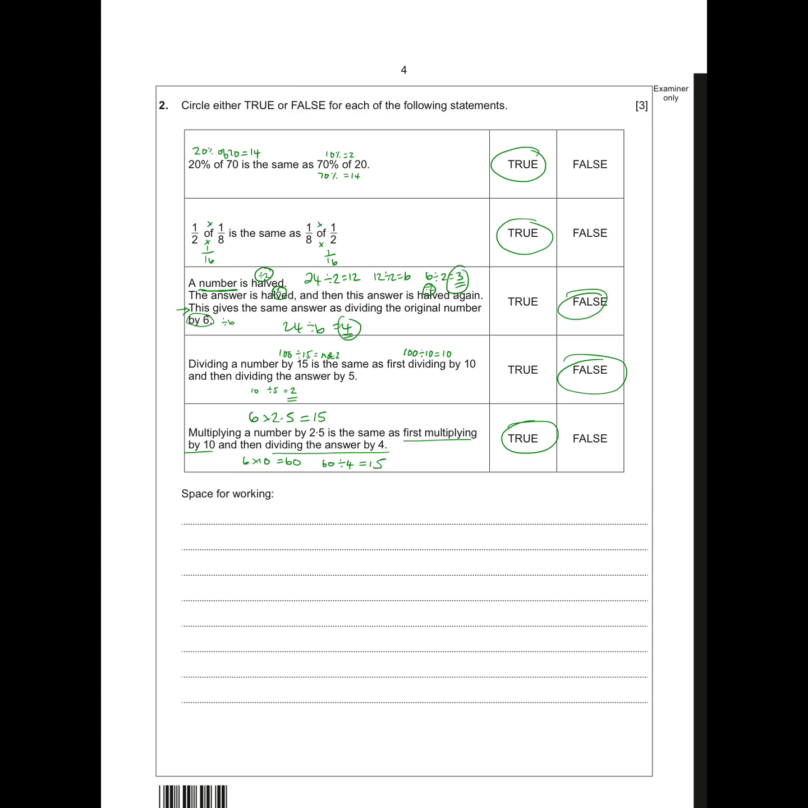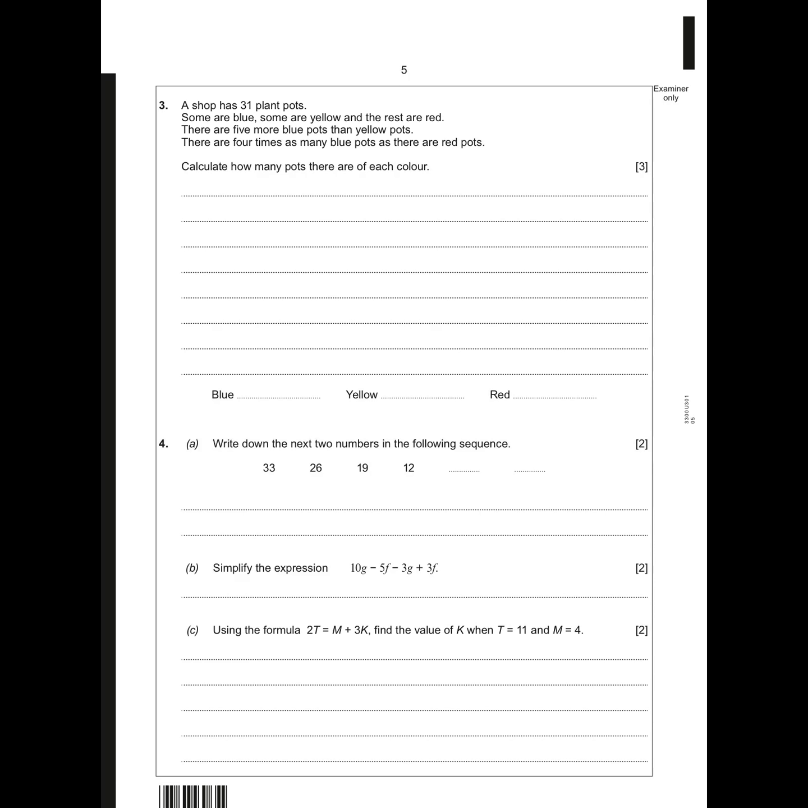These workings out would generally be done in this space at the bottom of the page. I did them on the question so that you could see what was going on. Okay? Question 3.